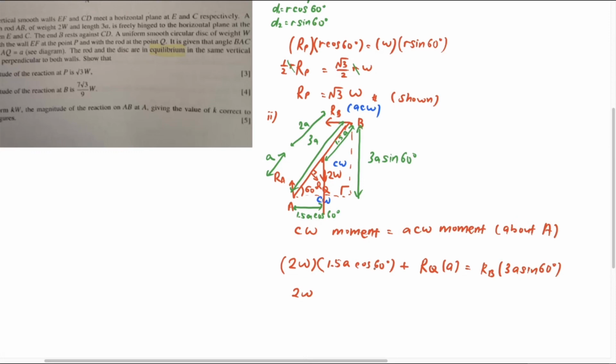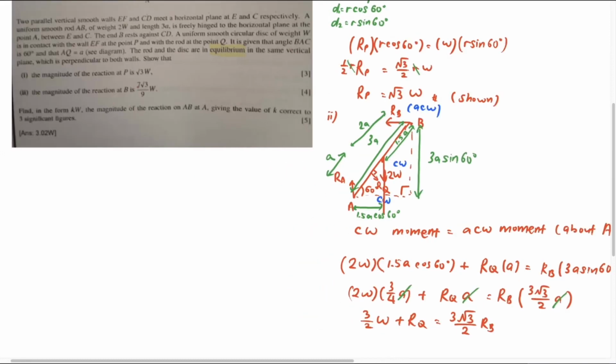Okay, then I simplify it. 2W, cos 60 is 1 over 2. 3 over 2 times 1 over 2, 3 over 4, times A. Plus RQ A. Equals RB, sine 60 is square root 3 over 2, times 3. So I get 3 square root 3 over 2 A. Okay, let's simplify this. Cancel the A. So we have 3 over 2 W plus RQ equal to 3 over 2 RB. And what we need to show is 7 over 9 W. Okay, so that means we need to find out RQ.